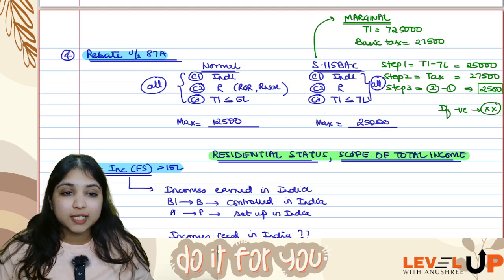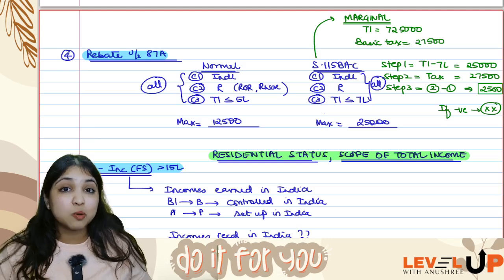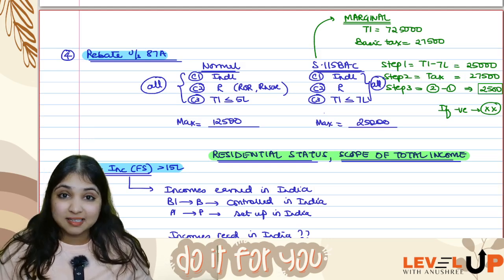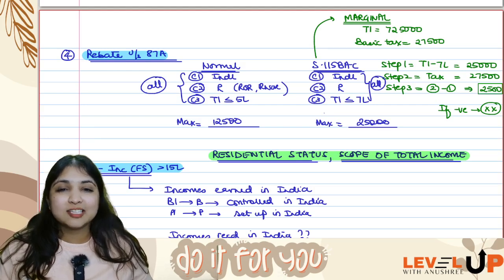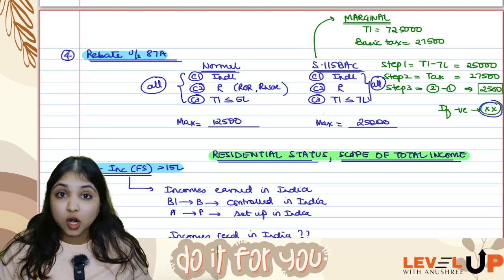You will first see total income minus 7 lakhs. Then you will find out how much is the basic tax as per 115 BAC. Then step 2 minus step 1, the difference will be considered as your 87A rebate. But if this difference happens to be a negative number, then you will not have any rebate.